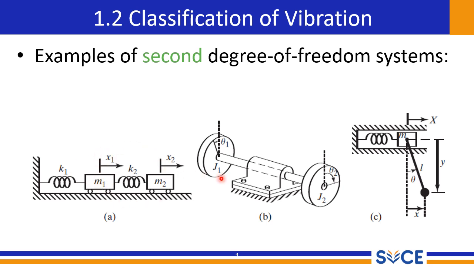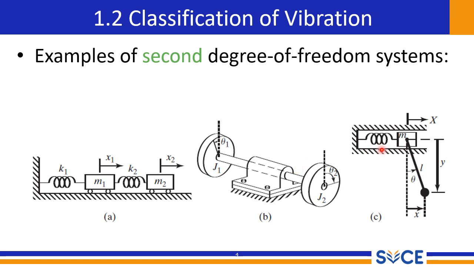mass. 2 rotational inertia system. Here 2 rotors J1, J2 are connected by a torsional spring. The angular displacements are represented by theta 1, theta 2. The torsional spring provides a restoring torque and the system vibrates torsionally, that is twisting.